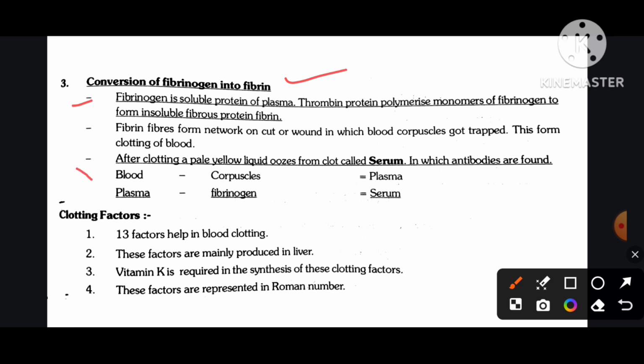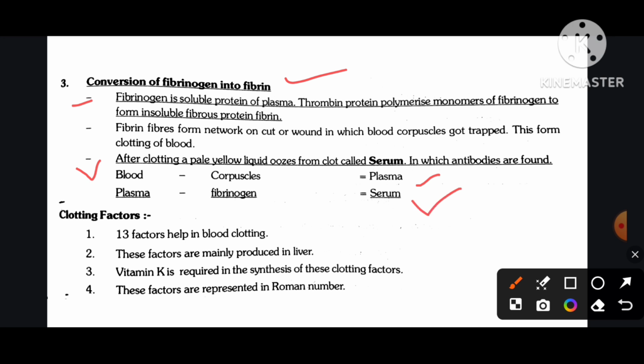After clotting, a pale yellow liquid oozes from the clot, called serum, in which antibodies are found. Blood minus corpuscles is plasma; plasma minus fibrinogen is serum.